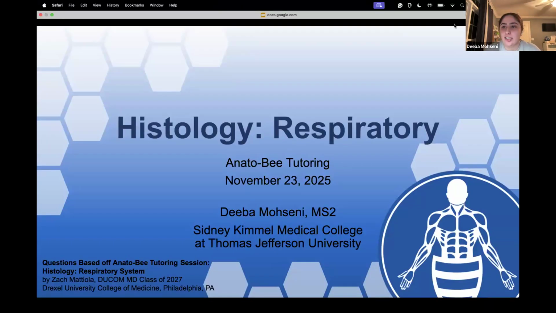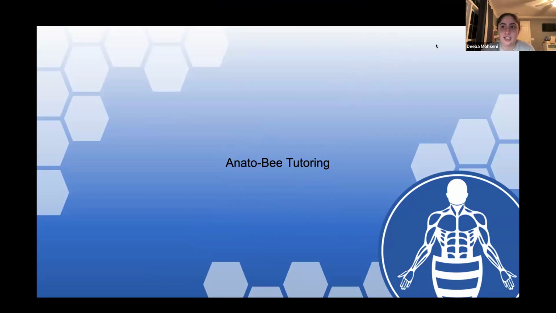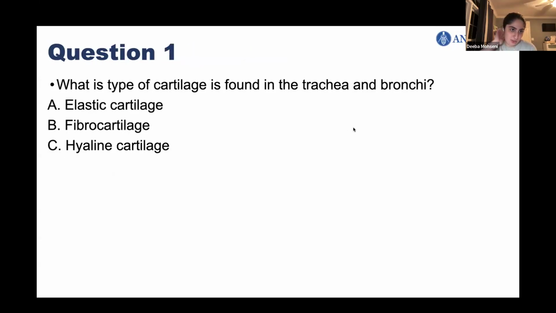Alrighty, so after that great presentation from Emilie, let's see how much we know about histology. If you think that everything looks the same in histology, you are in great company tonight. These are your learning objectives that I'm sure you know about. So let's start with question 1. What type of cartilage is found in the trachea and the bronchi?